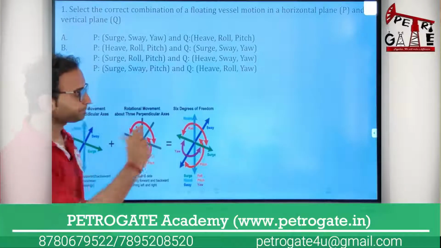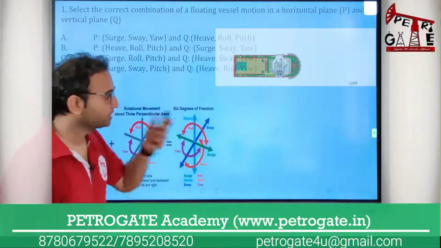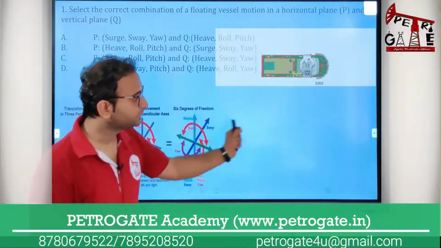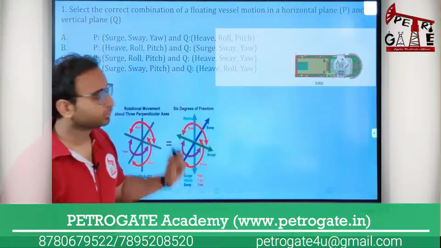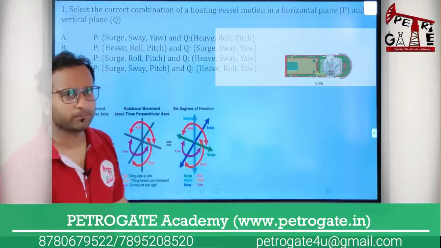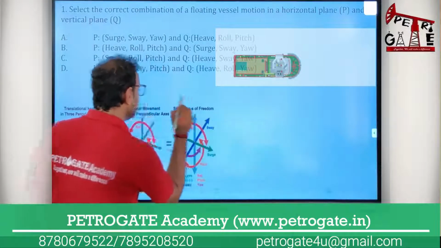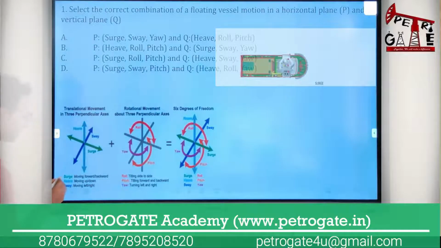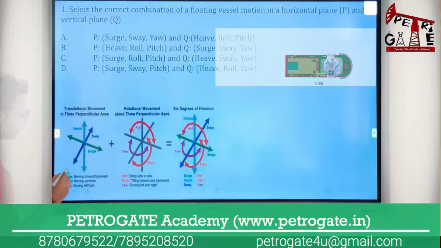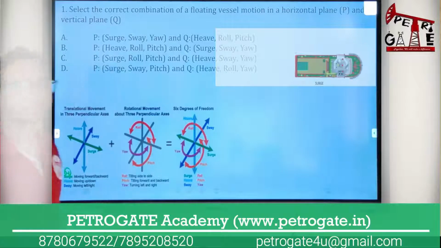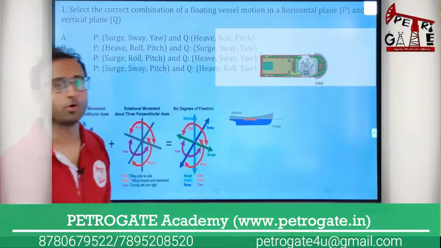Okay, I am telling you. Just see the screen, my dear. This is your forward and backward motion. Is there any vertical motion? No. This is your horizontal motion. So this is surge, and it means surge is your horizontal motion.